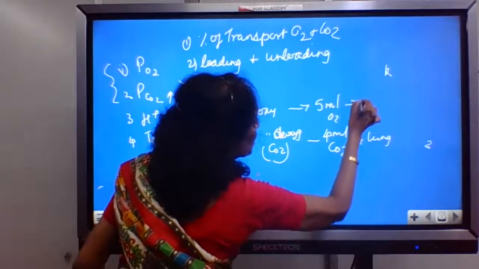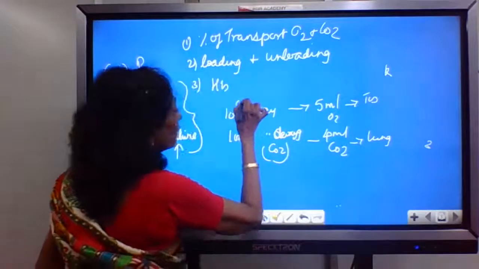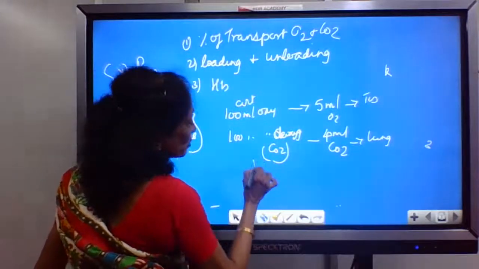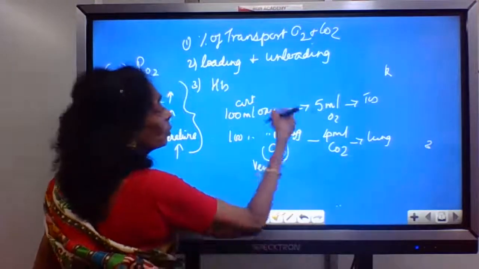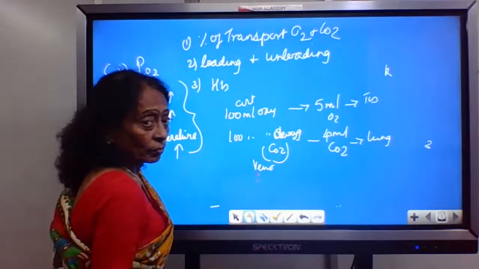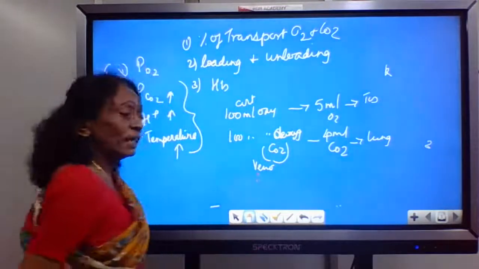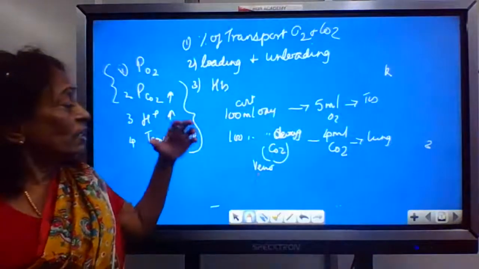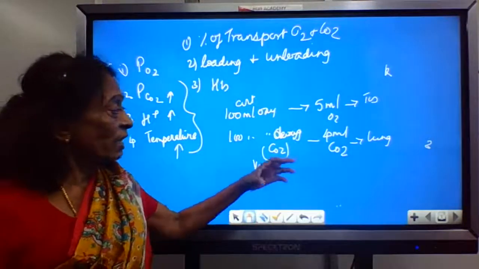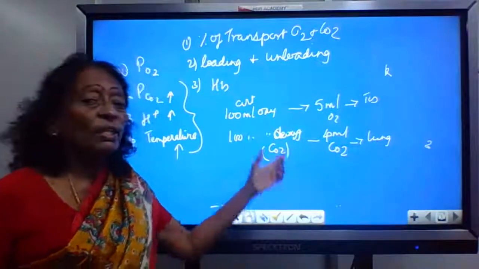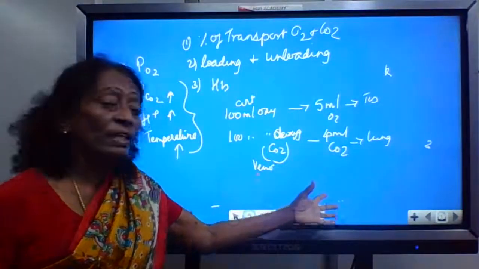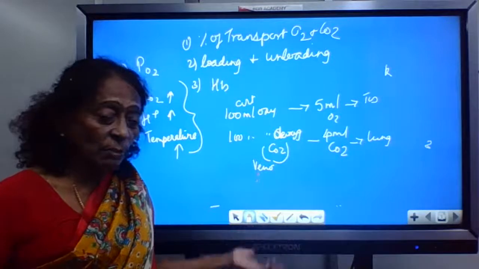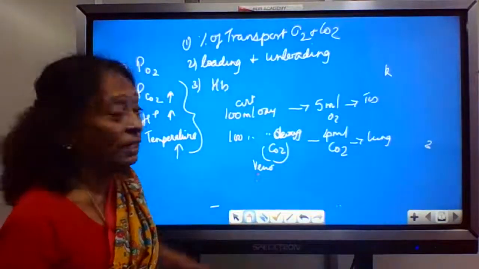Now, this is where? To the tissue. Now, this is where? Arterial blood. Now, this is venous blood. Understand? This is what we call loading and unloading. The 100 ml of arterial blood carrying the oxygen will supply the tissue about 5 ml of O2. Similarly, 100 ml of venous blood from the tissue will dispose 4 ml in the lungs to be exposed. So this is again loading and unloading, this value should be there.